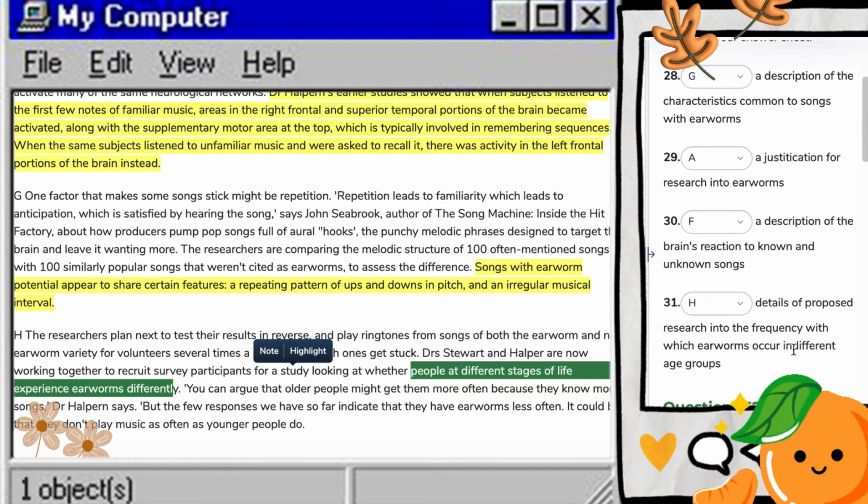I think this is a typo. It should be different, not indifferent. I mean, there should be a space in between, but that's okay. Which earworms occur in different age groups? So you focus on the keyword, and it's pretty much done when you find the keyword. Yeah, in different ages, it's done, you know.